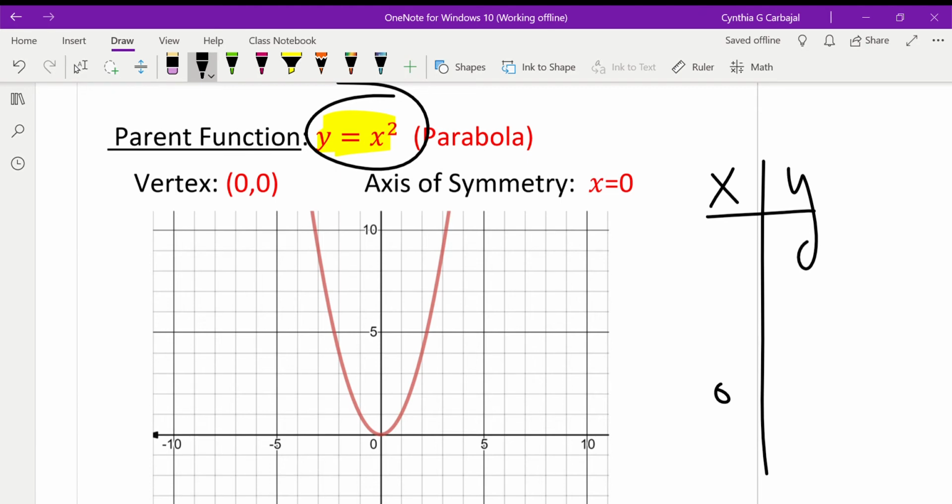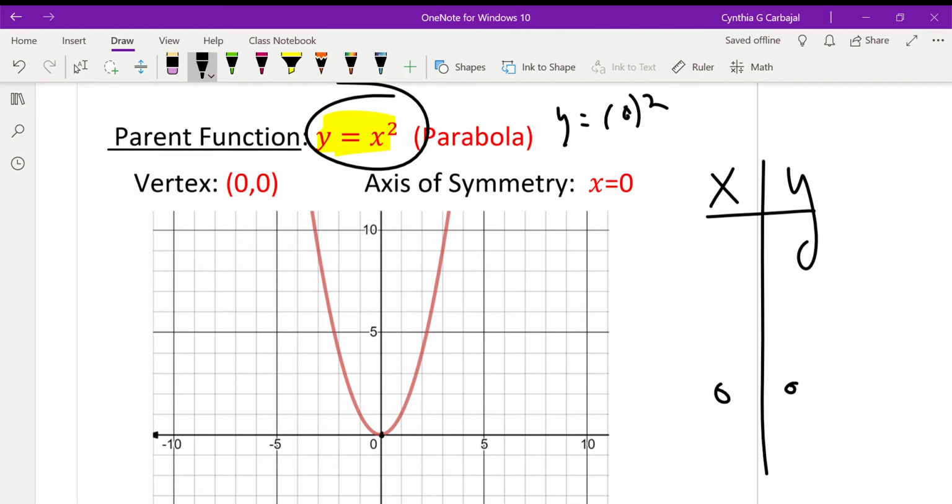If I plug in a 0 here, that would be y equals 0 squared. I'm sorry guys, I know my zeros look like 6s. I can't fix that. So 0 squared is 0. So my input, my x is 0, my y is 0. That would be this point right here.